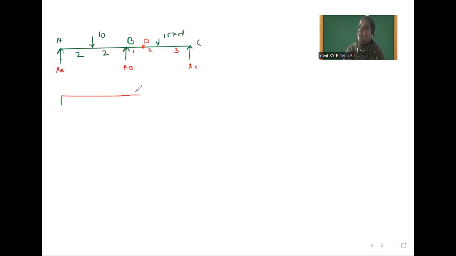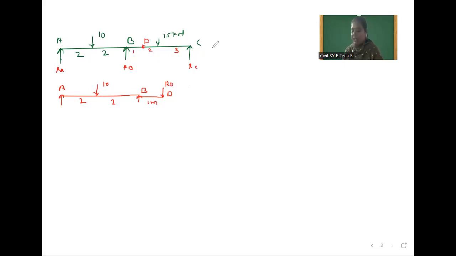Suppose from A to B, and here a hinge is provided. So here is point D, this is point B, and this is point A. In between A to B, a 10 kilonewton load is applied. This is 2 meter, this is 2 meter, and this distance is 1 meter. Whenever we cut this, one reaction will be there, and it is called RD, the reaction at D. So this is the half part.